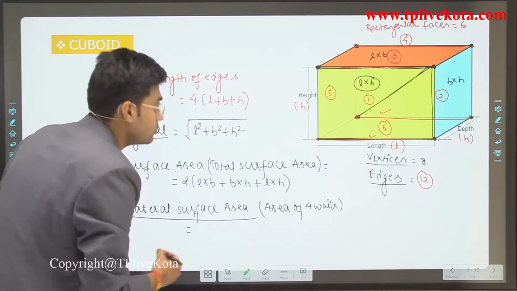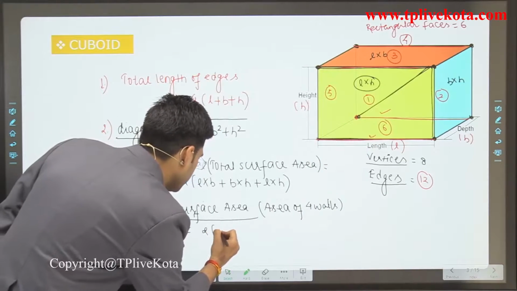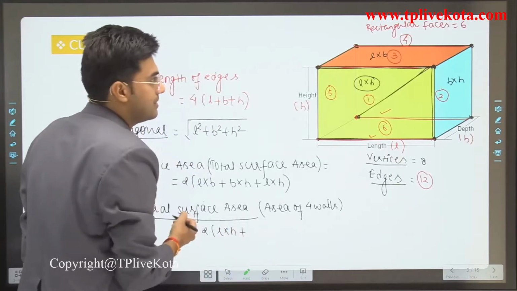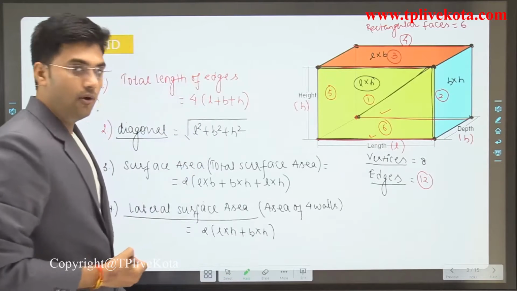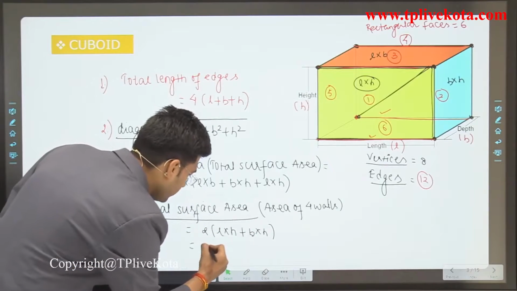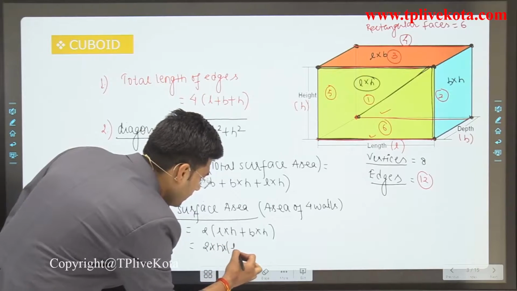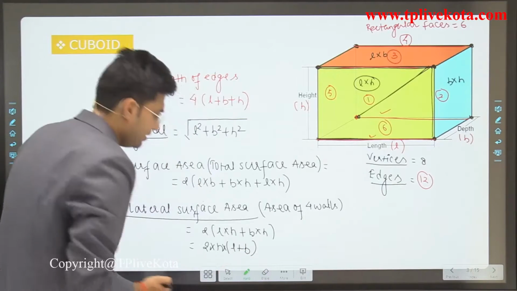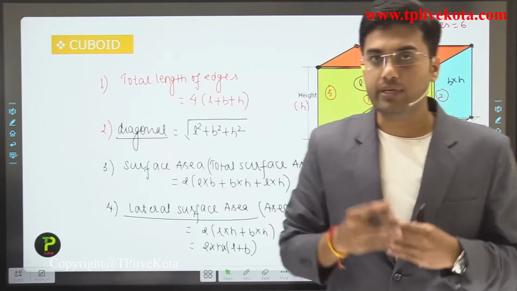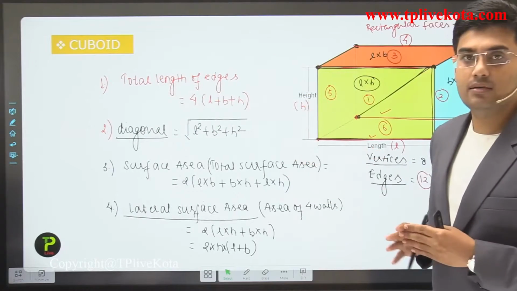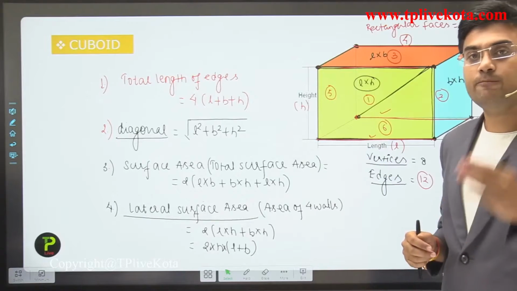It is equal to 2 times of L multiplied by H plus B multiplied by H. From here we can take H common, so it is equal to 2 multiplied by H multiplied by (L plus B). So this is the formula of lateral surface area of cuboid. Clear? I hope you understand all about this. You have to remember these formulas to solve the questions which are based on the cuboid.